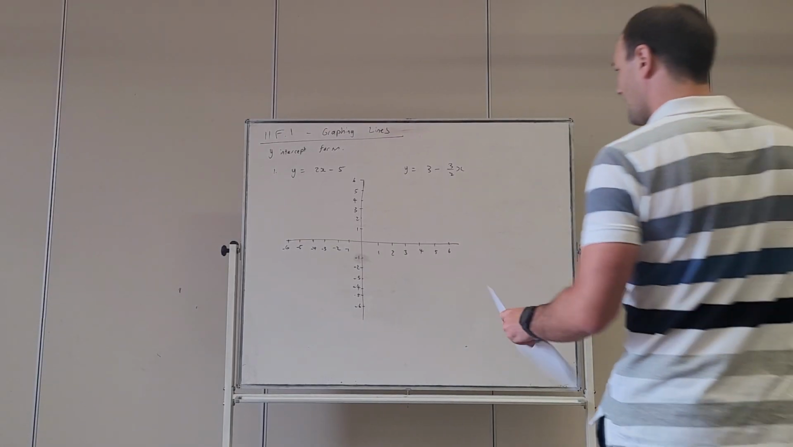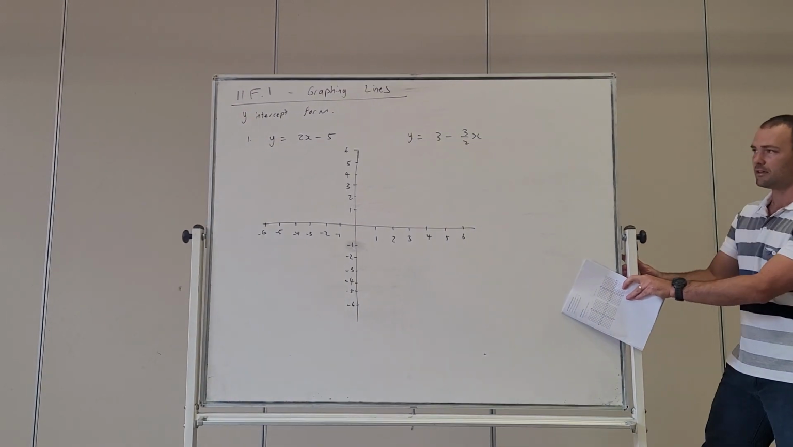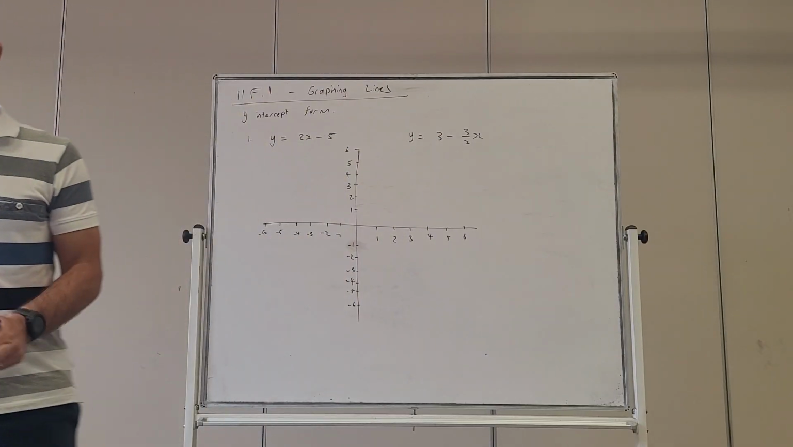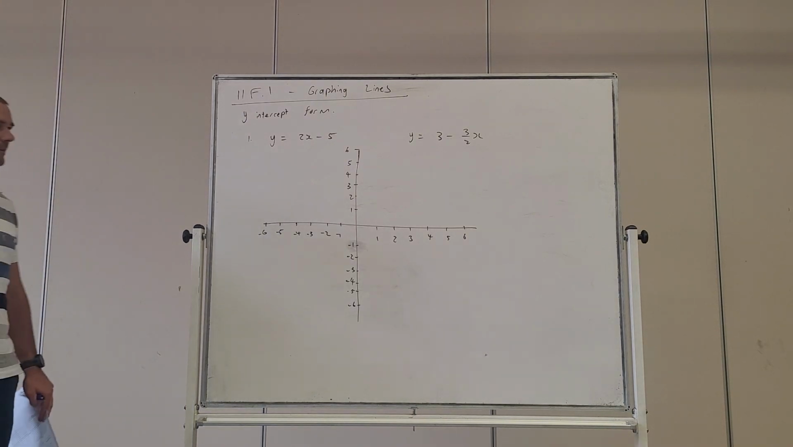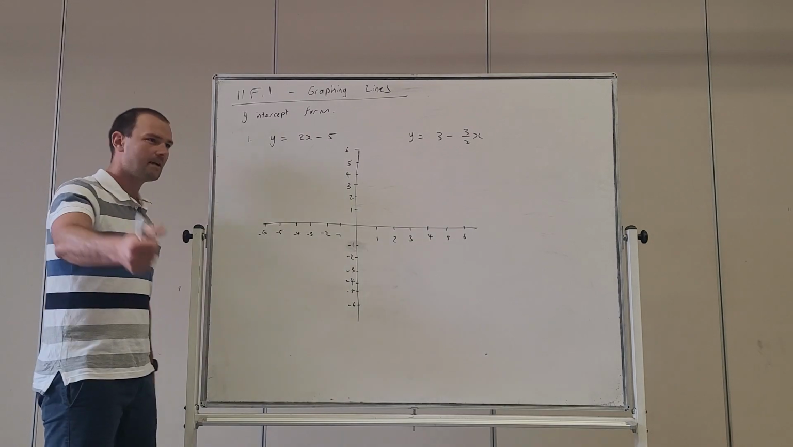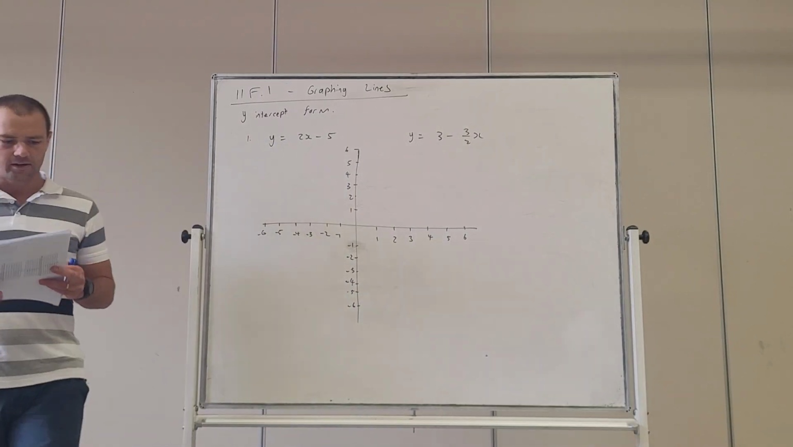11F.1 we're looking at then, and we've got graphing lines, and we're going to just start with the first page there, which is graphing lines in y-intercept form. So the very first question of 11F.1 is all about y-intercept form. How do you know it's y-intercept? Because you've got y by itself. Okay, so let's read it.